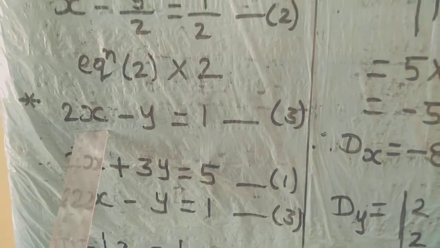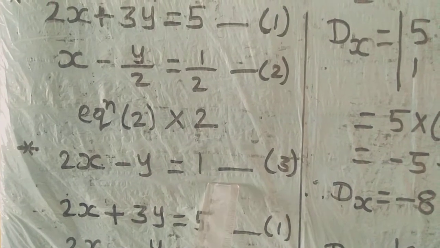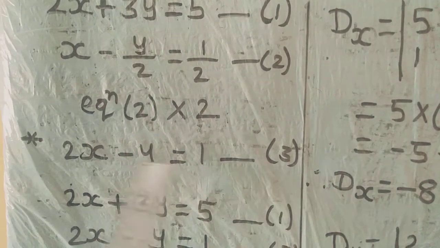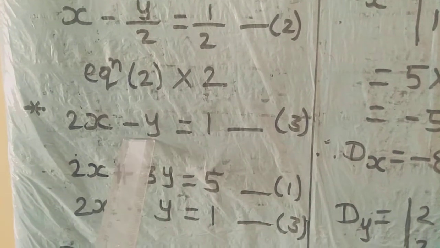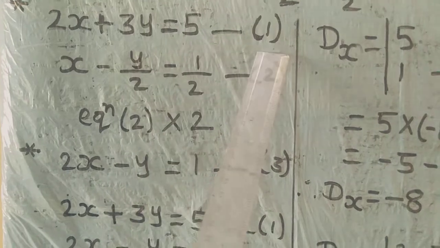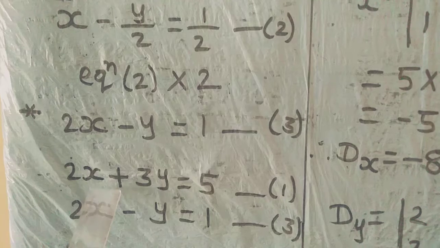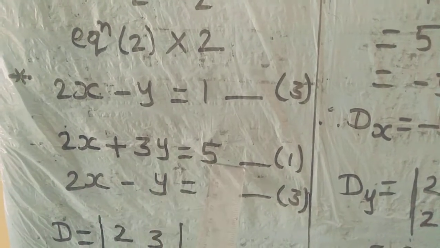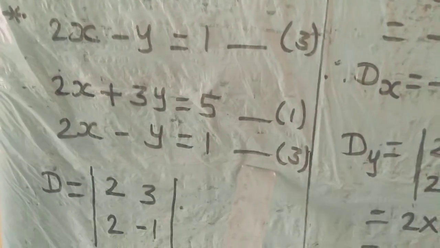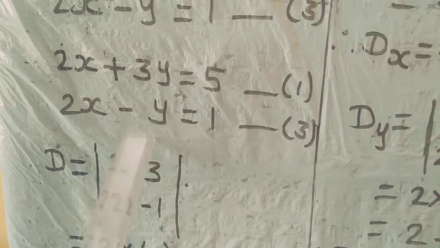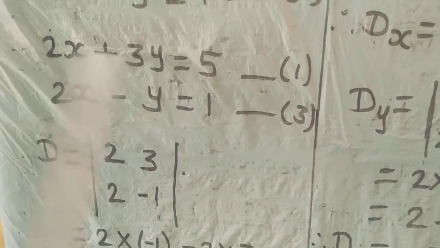Now see this equation, it is in standard form, ax plus by is equal to c. We want the constant term at the right hand side, and all equations are in standard form. Now think about equation 1 as well as equation 3. So take those two equations: 2x plus 3y is equal to 5, 2x minus y is equal to 1. Now in the next step, our first step is completed, that is, write the equation in standard form.